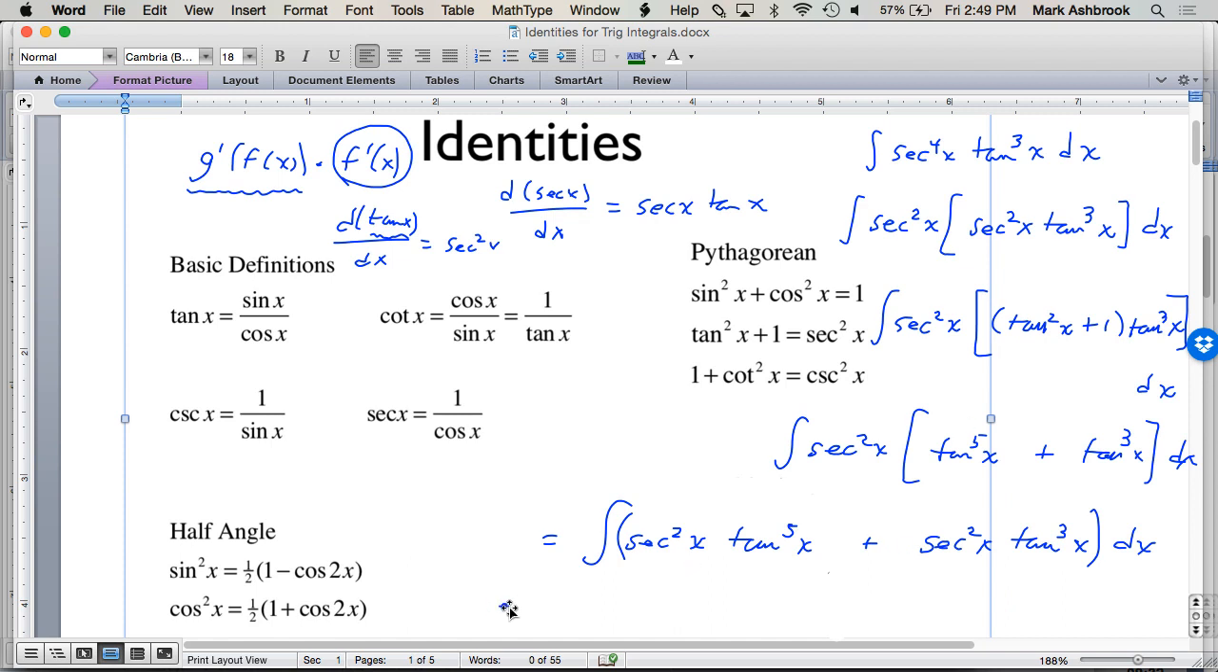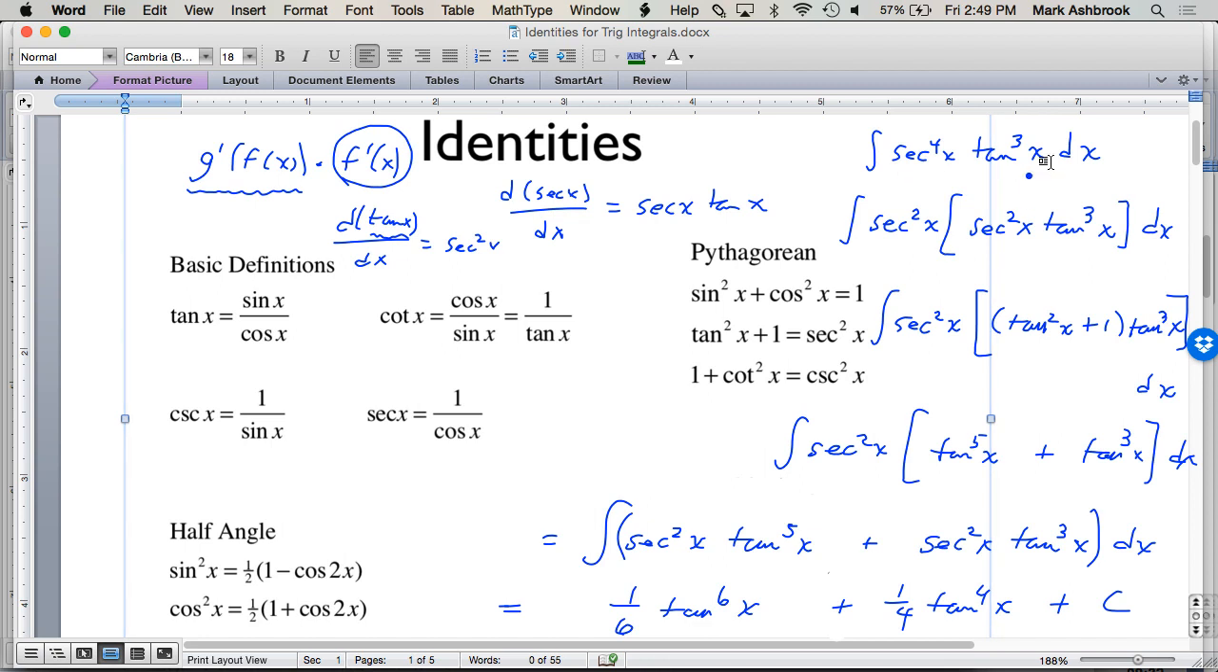Okay, so the first term ends up, the antiderivative is 1/6 tangent to the 6th plus 1/4 tangent to the 4th. Let's see. So then we come back just briefly here, looking back at the beginning.